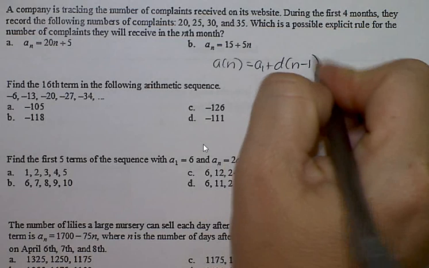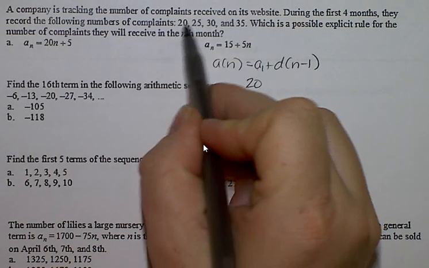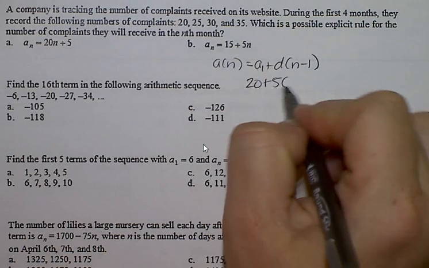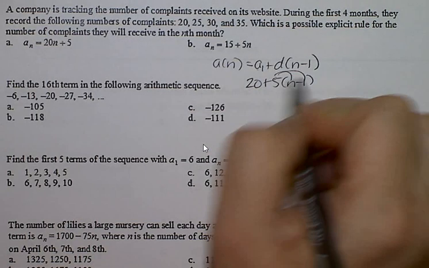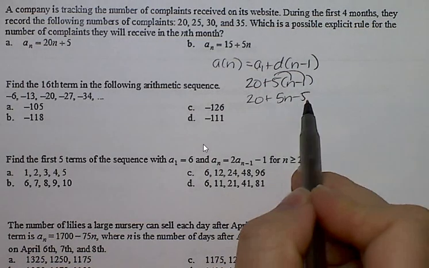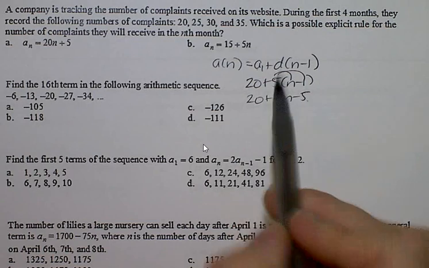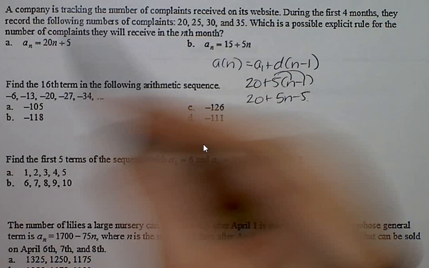So the first number in this sequence is 20. The difference is it's going up by 5 continuously. I'm going to distribute the 5 to get 20 plus 5n minus 5. And now when I combine like terms, I have 5n plus 15. Correct answer is B.